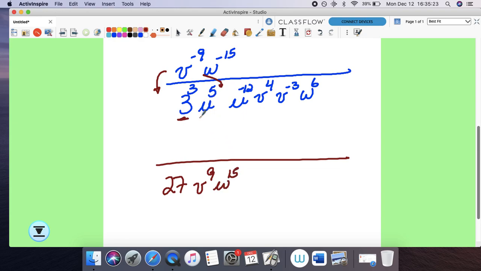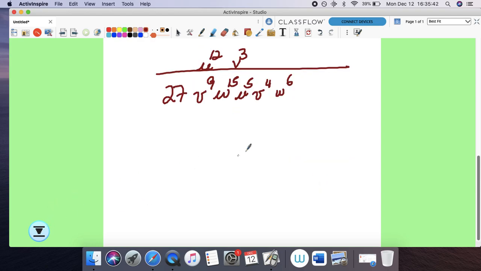U to the 5, this U over here stays. This U to the negative 12 goes up. This one stays. V to the 4 stays. V to the negative 3 goes up. And W6 stays. All right. I can combine like terms again. I guess I'm doing this in so many steps. So on top is U12, V3.